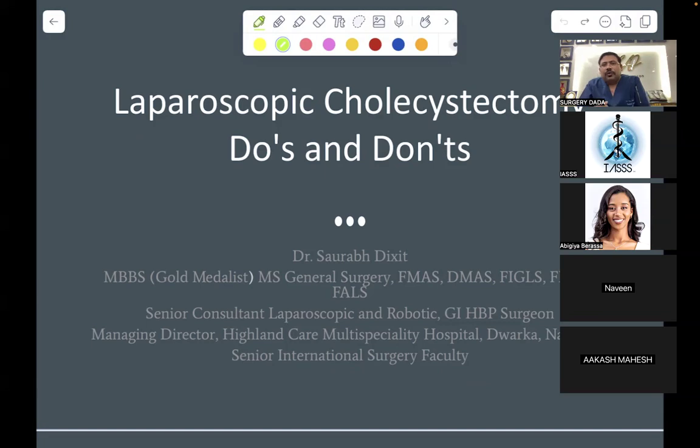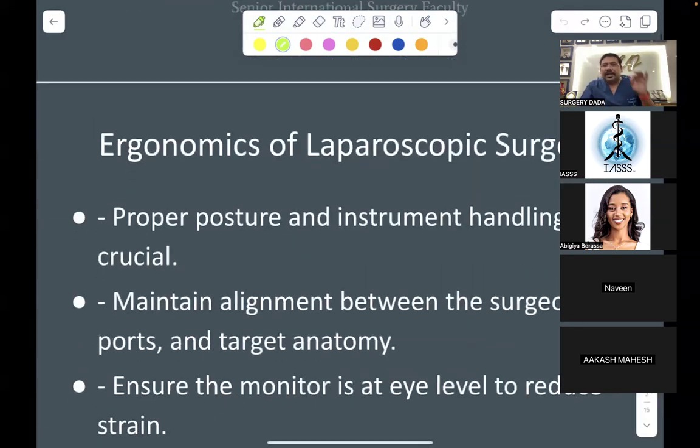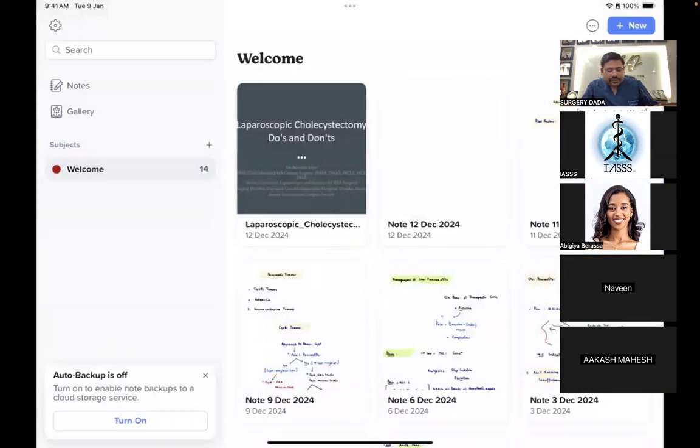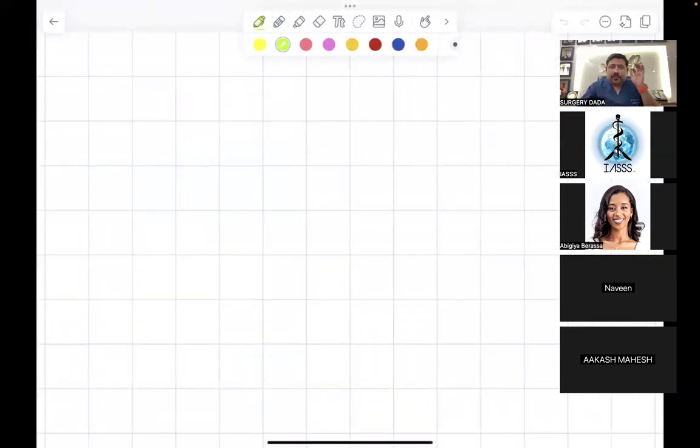So when we talk about do's and don'ts, the first thing we start with is the basics of ergonomics. Now, ergonomics is all about the port positioning, the placement of the monitor, the placement of the ports, and where the surgeon is to stand. Each and everything is important. So I will share something with you. What are the most important things that we have to understand?